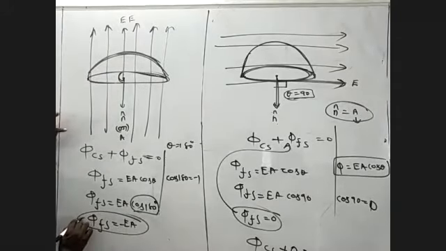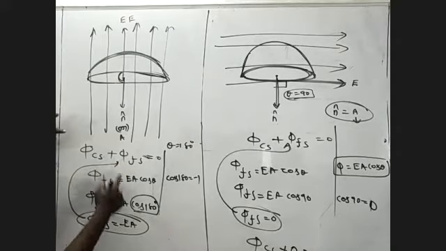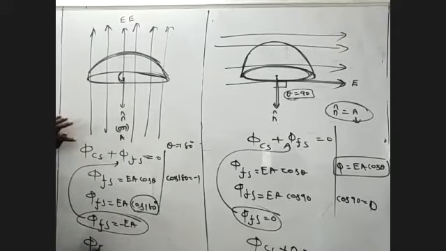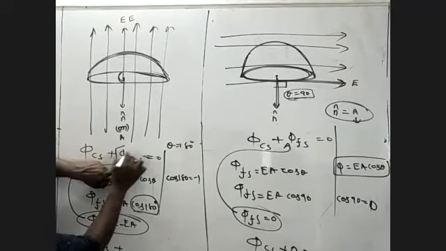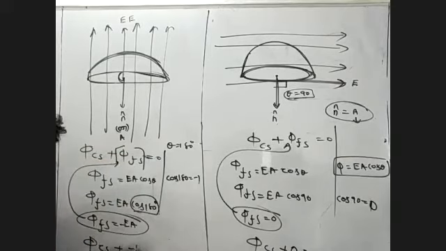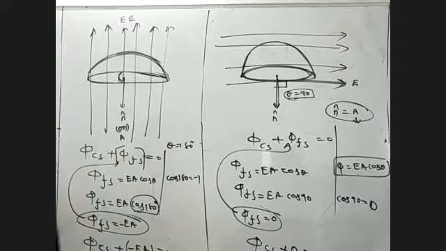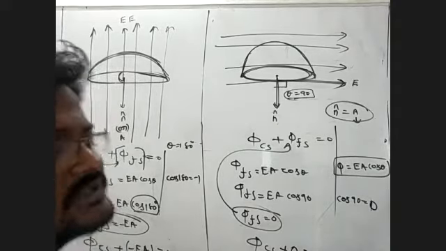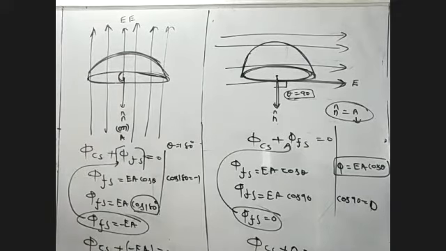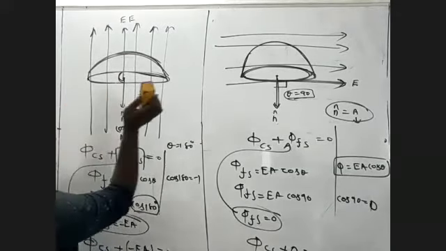Now put the flat surface flux in this equation: the curved surface flux plus the flat surface flux. The flat surface answer is minus EA, equal to 0. Taking this to the other side, the curved surface flux is equal to EA. That is your answer. The next model is very important. Next model.